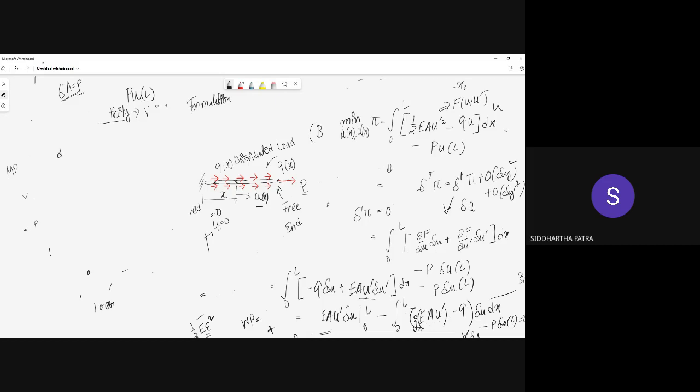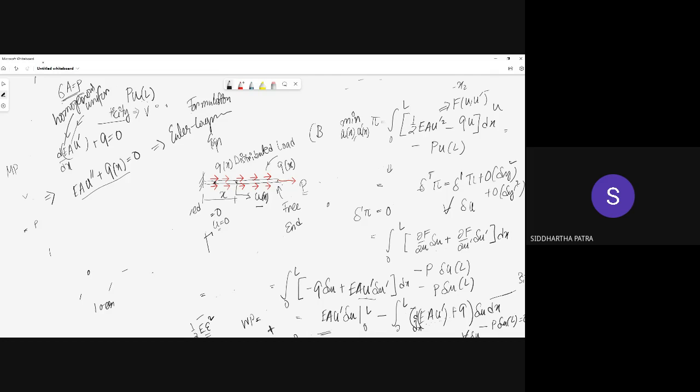So this term right here, for a uniform and homogeneous bar, we can assume these two quantities to be constant. Minus, not minus, it's actually plus, right? Plus q equals 0. So that can also be written as EA u double prime plus q of x equals 0. So this is our Euler-Lagrange equation. And this is how we got the differential equation, by optimizing the functional.